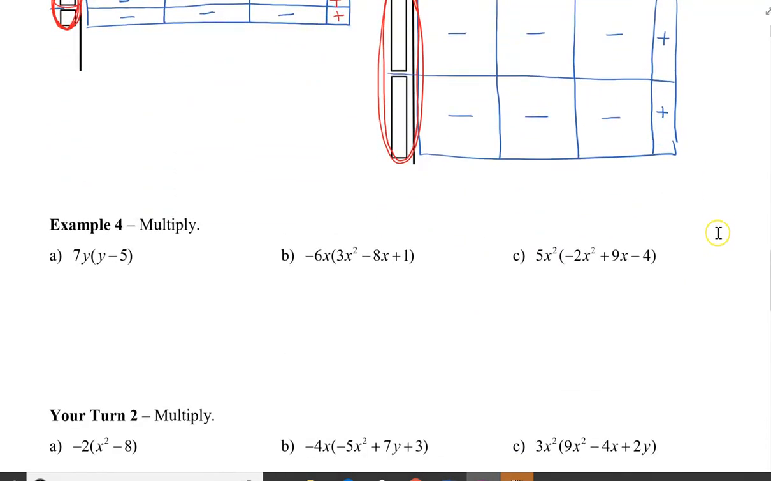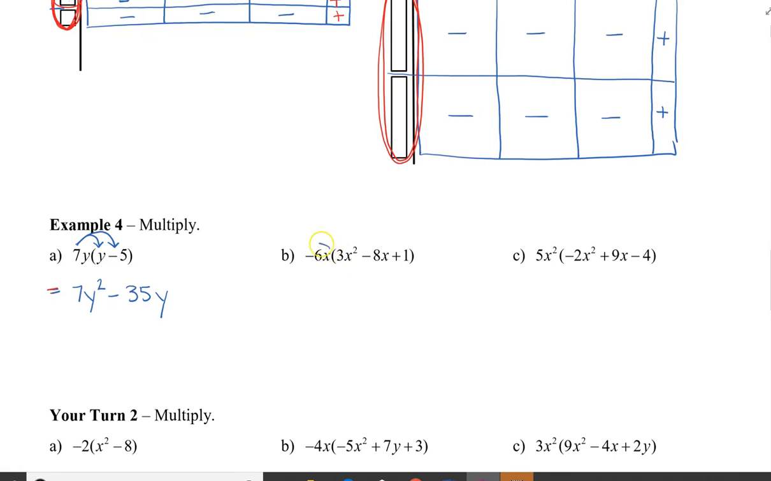Let's do some questions without algebra tiles. So here we have 7y, and we're going to multiply by everything inside these brackets. So 7y times y is equal to 7 times y squared. And then we're going to take 7y times negative 5. And that's negative 35y.